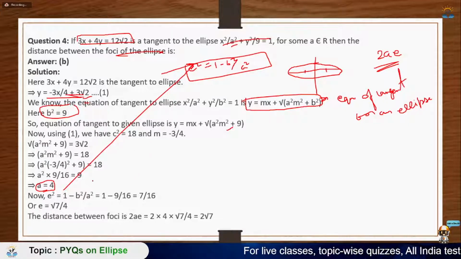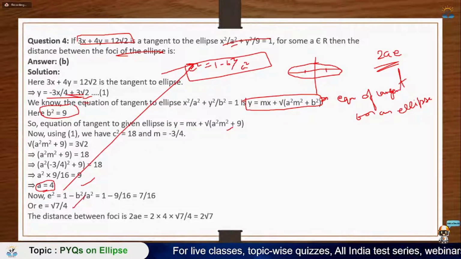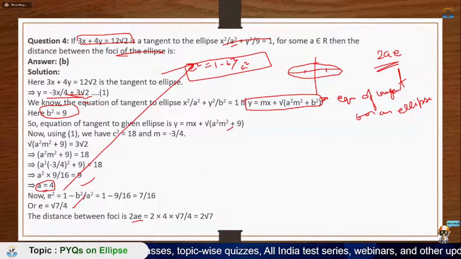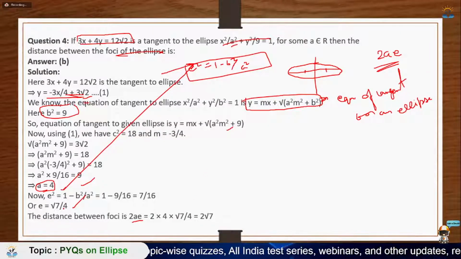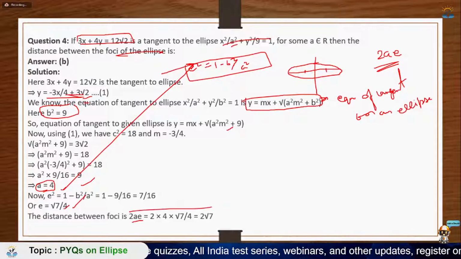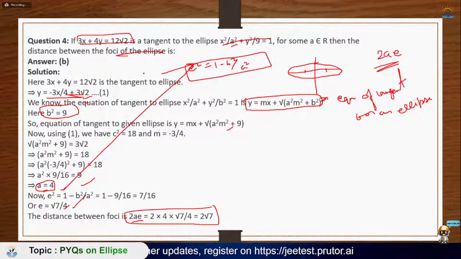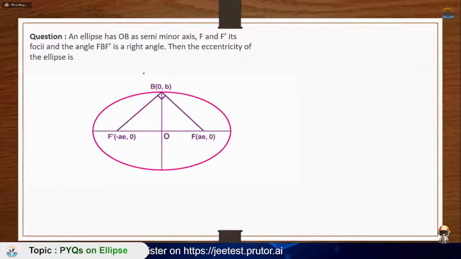So you have calculated the value of A, you know the value of B, you have calculated eccentricity. So you can simply write the distance between two foci of ellipse, which is equal to 2 times AE. A is 4, and E you calculated √7/4. So from there, you can simply write 2 √7 as your final answer. Okay. So this was the main thing behind this question. You just need to know about the equation of ellipse and then need to solve it. Okay. Moving on to next one.